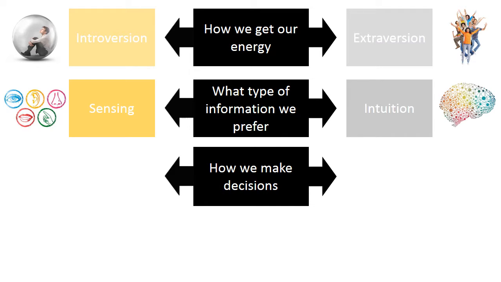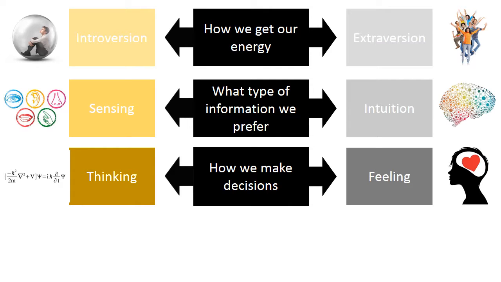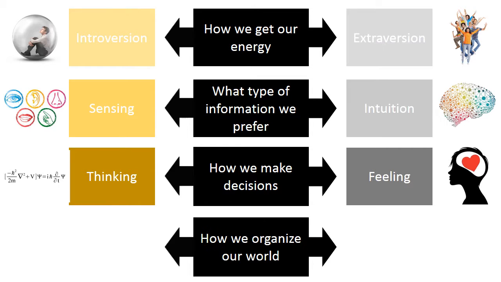The next dimension is how we make decisions. Thinking is one way of making decisions, and that's people who prioritize the objective outcomes of a decision. And then there's feeling, and that is people that prioritize the emotional outcomes of a decision.